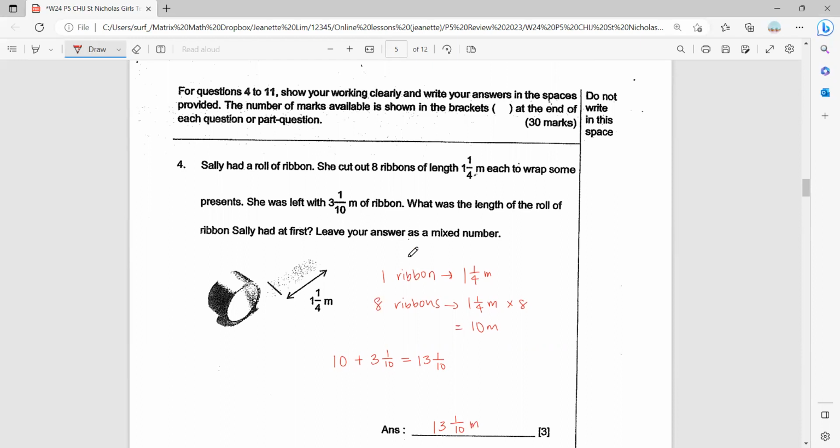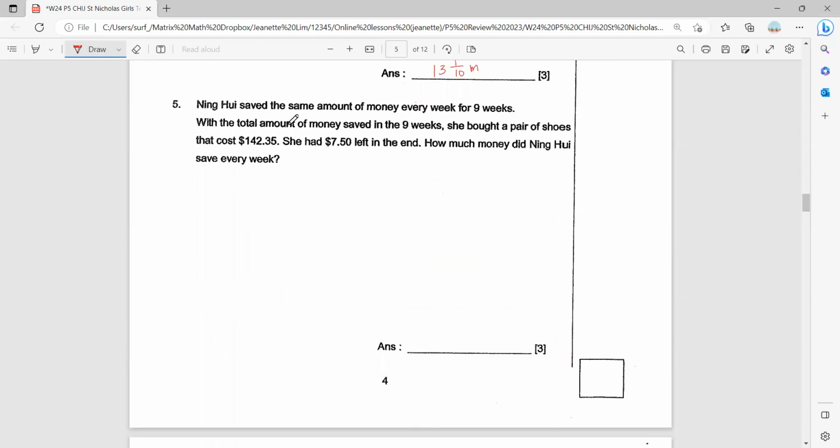Okay, question 5. Ning Hui saved the same amount of money every week for 9 weeks. With the total amount of money saved in the 9 weeks, she bought a pair of shoes that cost $142.35. She had $750 left in the end. How much money did Ning Hui save every week?